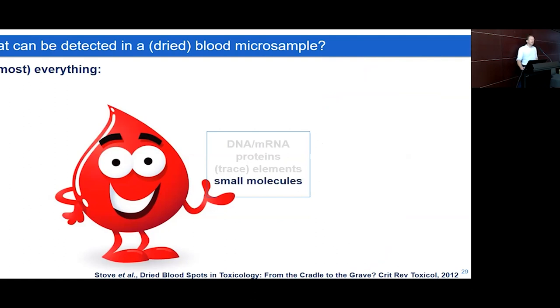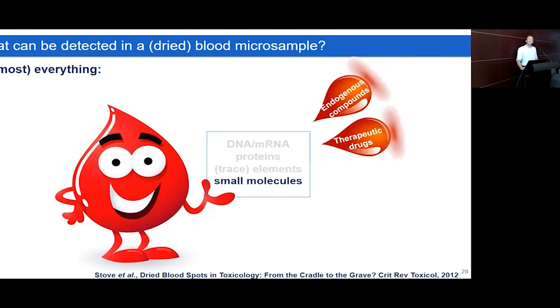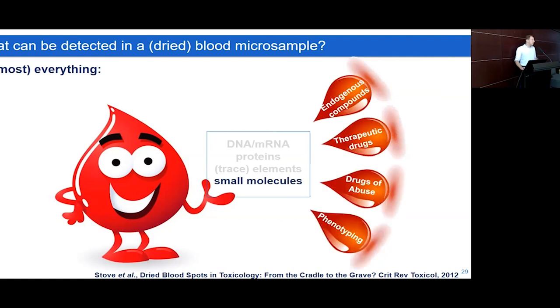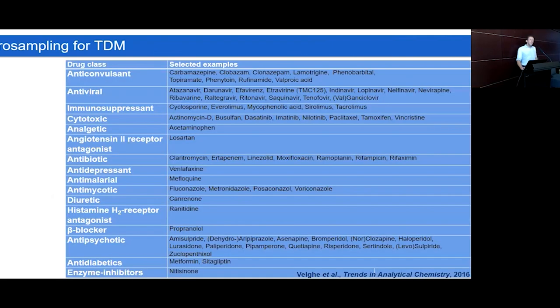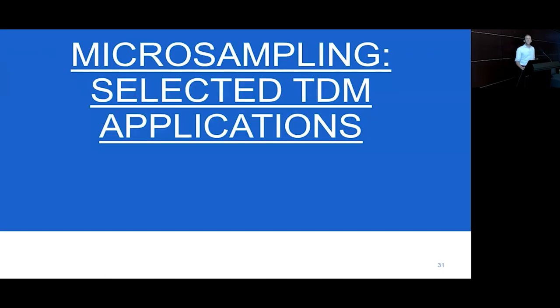And then obviously in the context of what I'm talking about today, small molecules, you have endogenous compounds, therapeutic drugs, drugs of abuse, but also phenotyping, looking at liver enzyme activity is possible in a remote context. For TDM, we have a multitude of applications. This is just a small selection of drugs or drug classes for which TDM has been applied. We've been working on antiepileptics, immunosuppressants, some analgesics, anti-cancer drugs. Obviously, there's quite some work on antibiotics. So there's really a lot of compounds that you can work on.